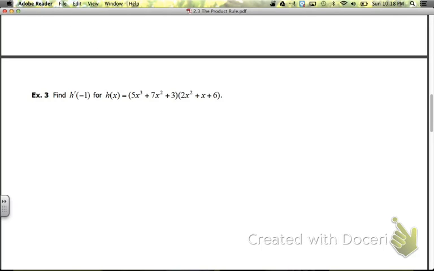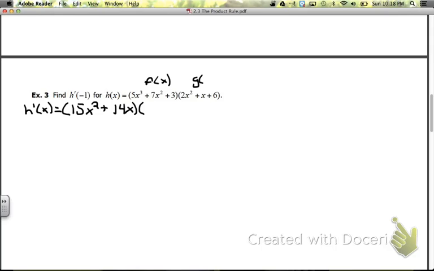Now example 3, we're actually going to look at a value of x after we find our derivative. So we have h of x equals (5x cubed plus 7x squared plus 3) multiplied by (2x squared plus x plus 6). Again, we're going to use our product rule here first. So we have h prime of x. Take the derivative of our f of x first. So we get 15x squared plus 14x.